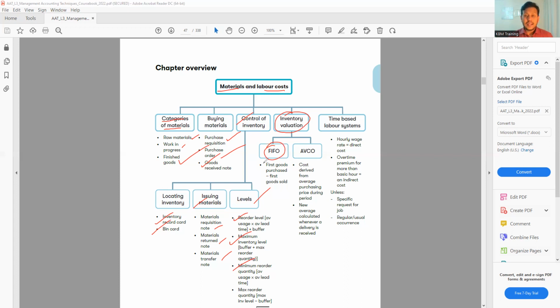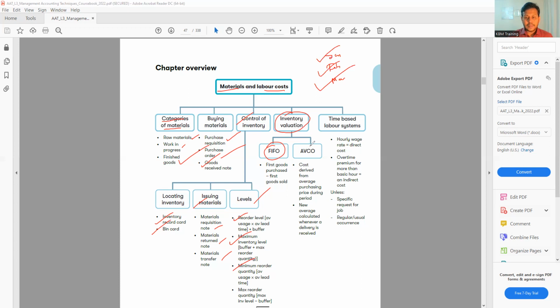So for example, if I buy some raw material in January, February and March, first I need to make sure I use all the material from January, then I move to February, then I use all from March. So basically, which one I buy first, I have to use first. So first in, first out. Which one came to the warehouse first, this one needs to go first from the warehouse.